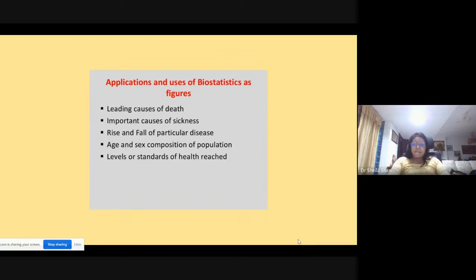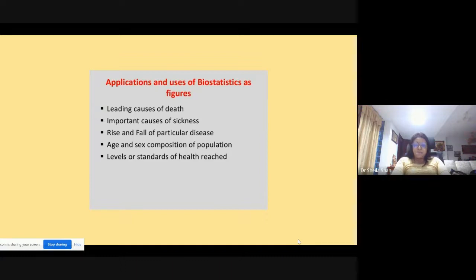Besides that, we can also look at the leading causes of death, important causes of sickness, the rise and fall of a particular disease. We will get one kind of disease at a certain period of the year. Maybe, for example, dengue when it's rainy season. After that, the pandemic is all gone. Yeah? So we have a time frame.